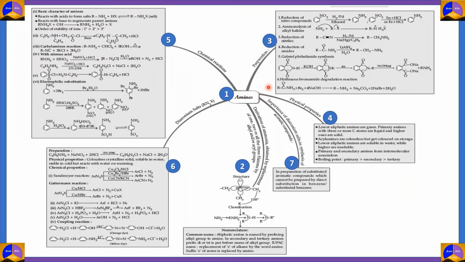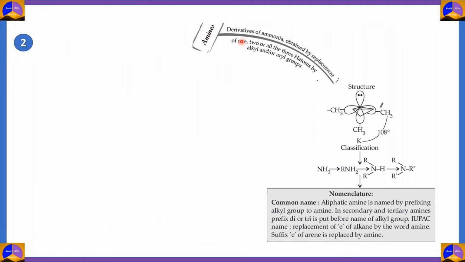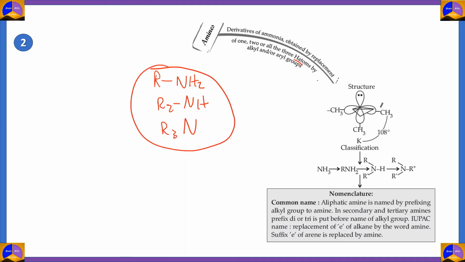So that's the first part. So now we jump towards the second part that talks more about amines. So as you've seen earlier, amines are the derivatives of ammonia obtained by replacement of one, two, or all three hydrogen atoms by alkyl or aryl groups. So basically, it can be RNH2, R2NH, or R3N. All of these are amines. And according to the number of hydrogen atoms present, they're classified as primary, secondary, and tertiary.